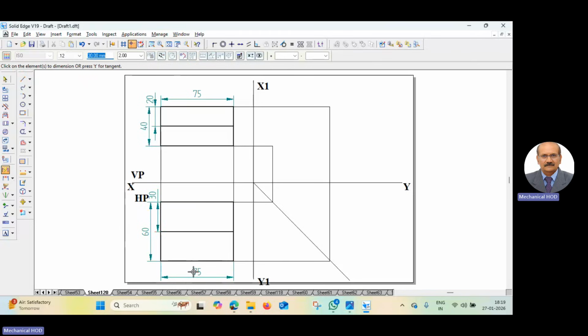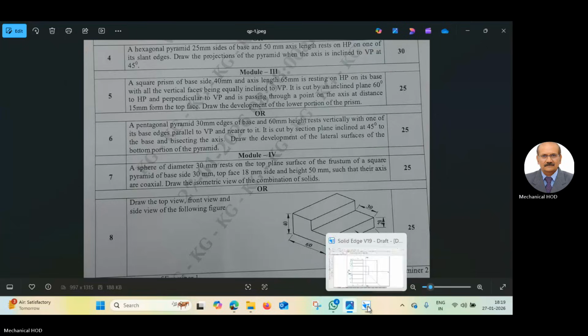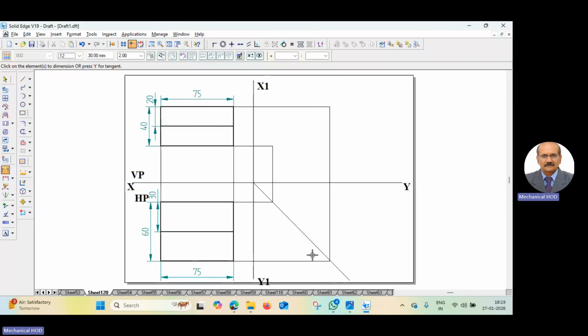This is the top and front view. Okay, now we'll go to the side view. To get the side view, how it appears, see, we see one step like this, right? This portion, 60 mm full length, 40 mm height. We'll draw one more line, that is from here to here, then here to.